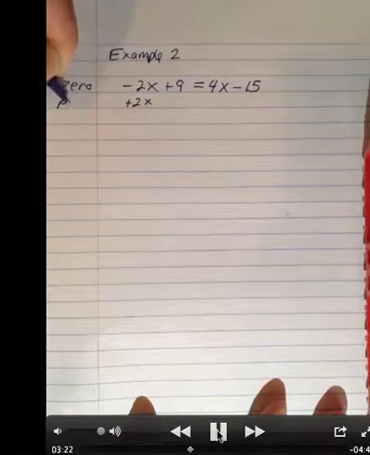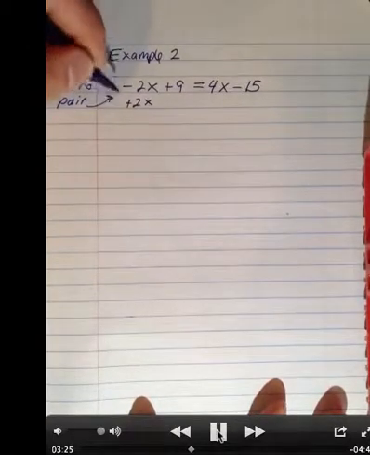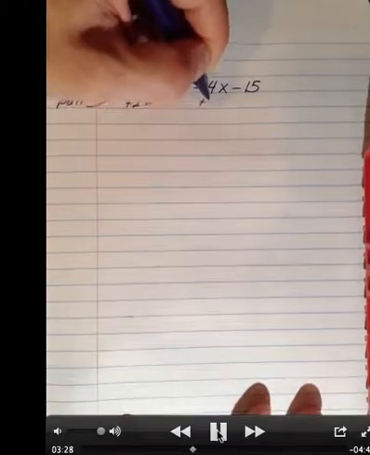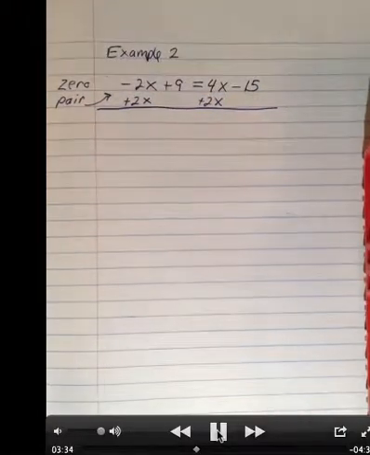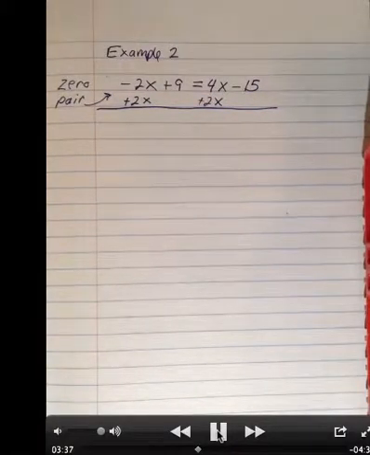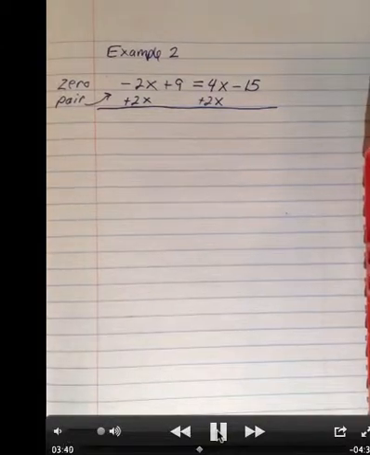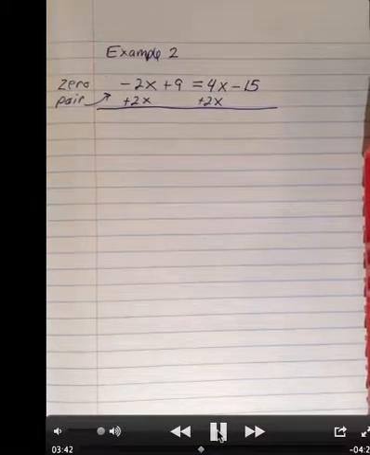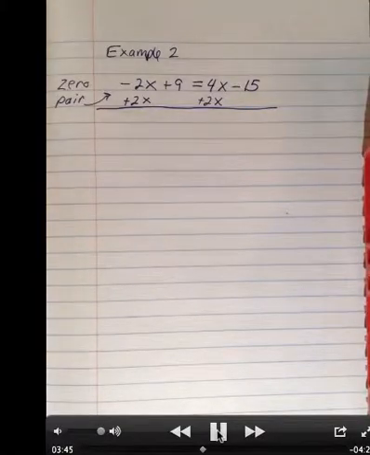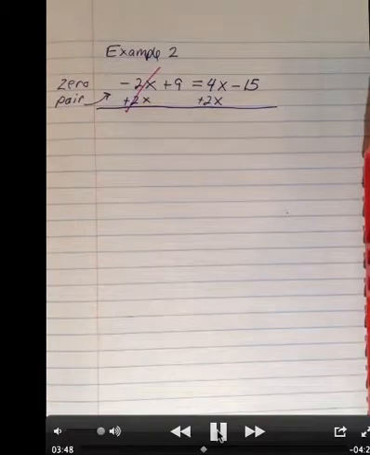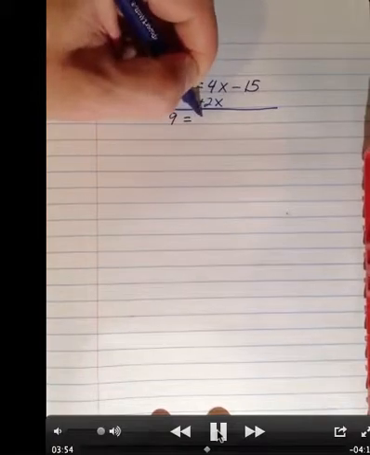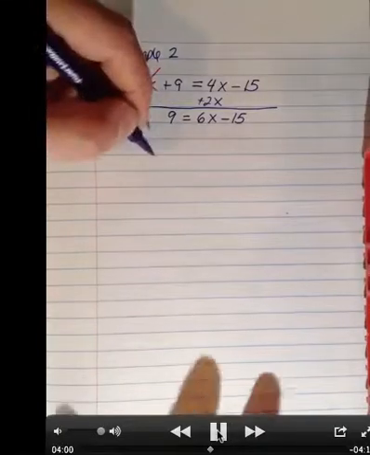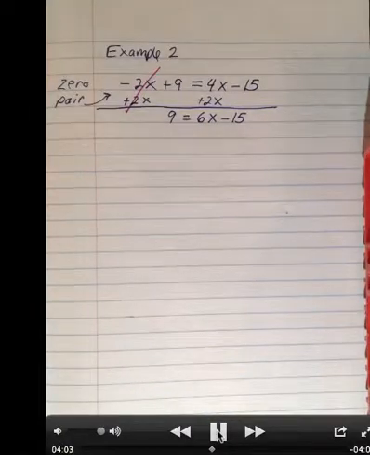So we're going to make what's called a zero pair. And whatever we do on one side of an equation, we have to do to the other side of the equation. A zero pair can be crossed out, eliminated, and that's why we create it. So we're just going to put a line through the negative 2x plus 2x. That eliminates it. And we can just write what's left, which is 9 equals 6x minus 15. We added 4x plus 2x and got 6x. We now have the ability to backtrack.